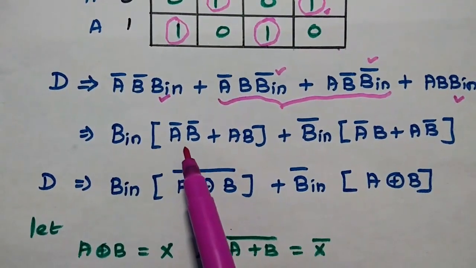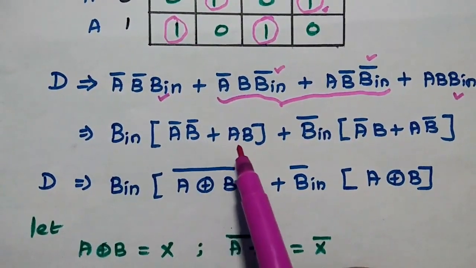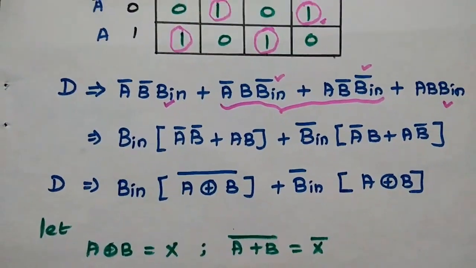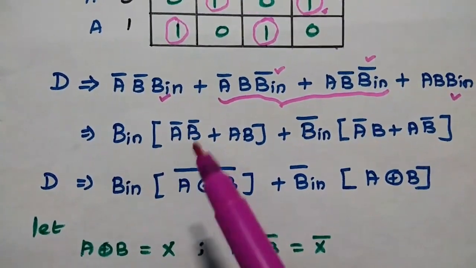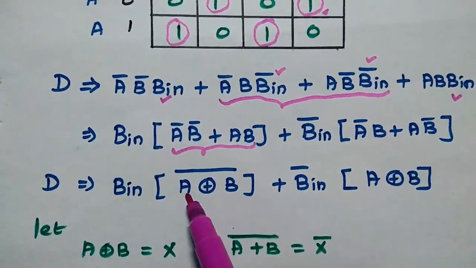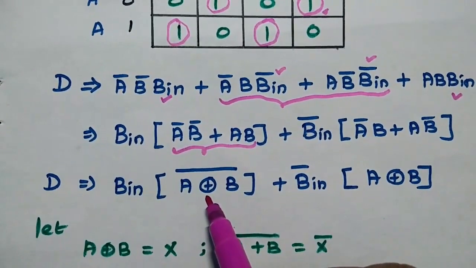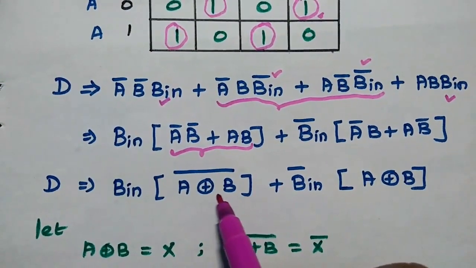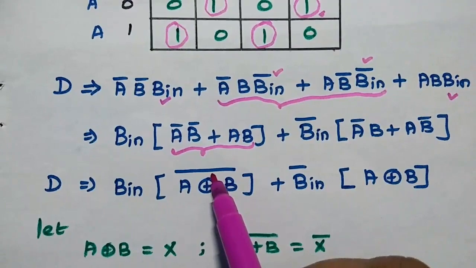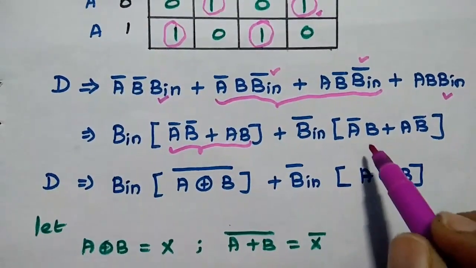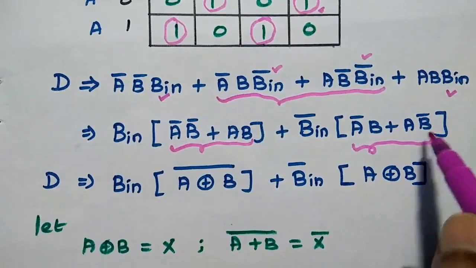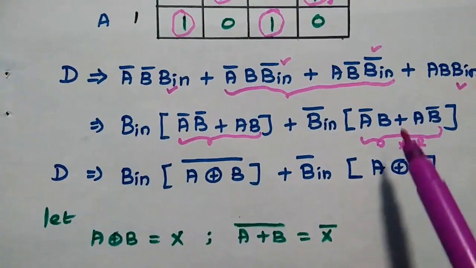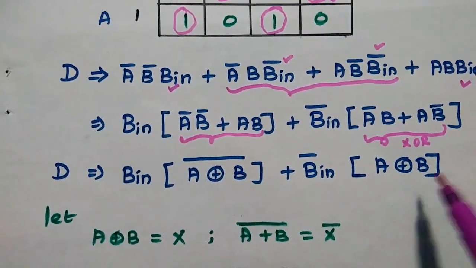Next, A bar B bar plus AB is nothing but the complement of the XOR operation. So we can write this expression as the complement of the XOR operation of A and B. So B in into A XOR with B, the complement, plus B in bar. A bar B plus A B bar is nothing but the XOR operation of A and B. So we can write this combination as A XOR with B.